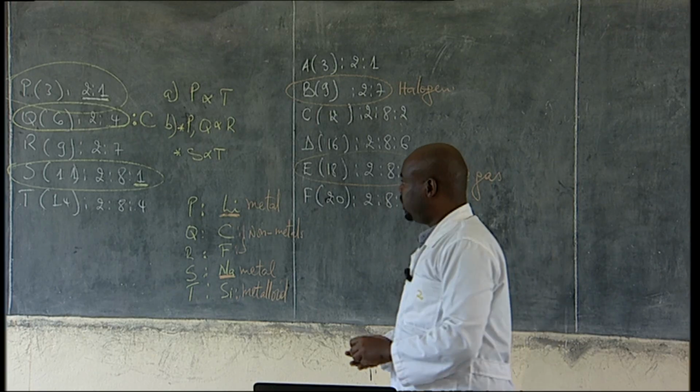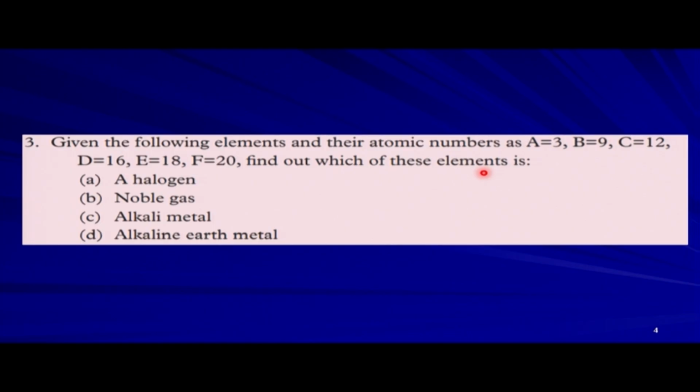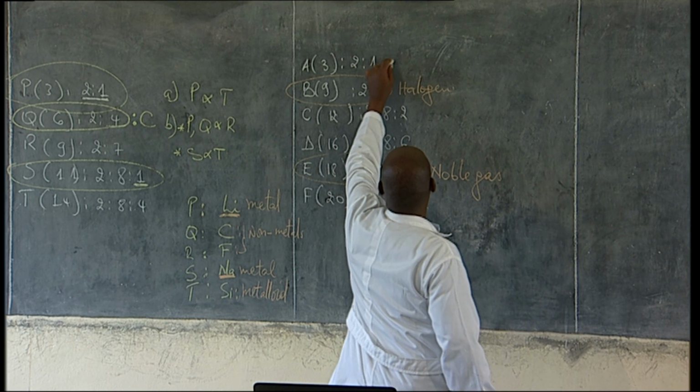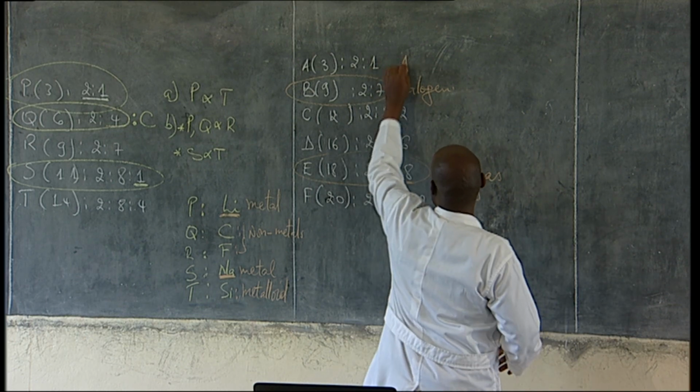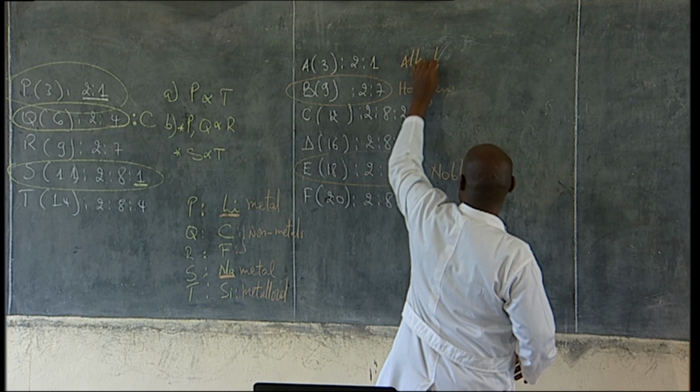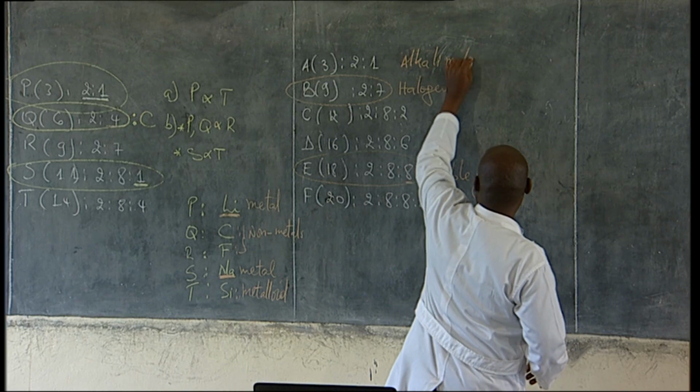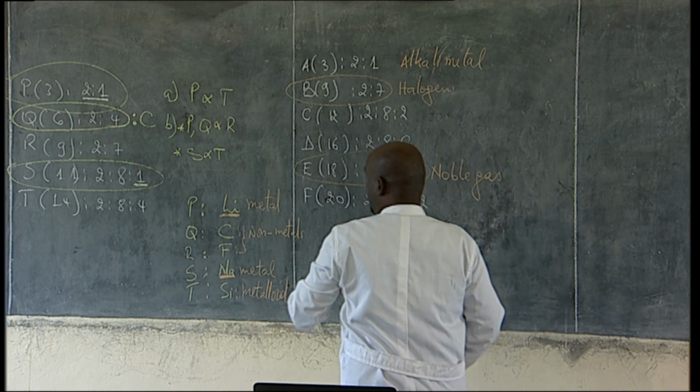The noble gas, and we have an alkali metal. An alkali metal will have 1 electron on the last shell. It's this one. So this is an alkali metal.